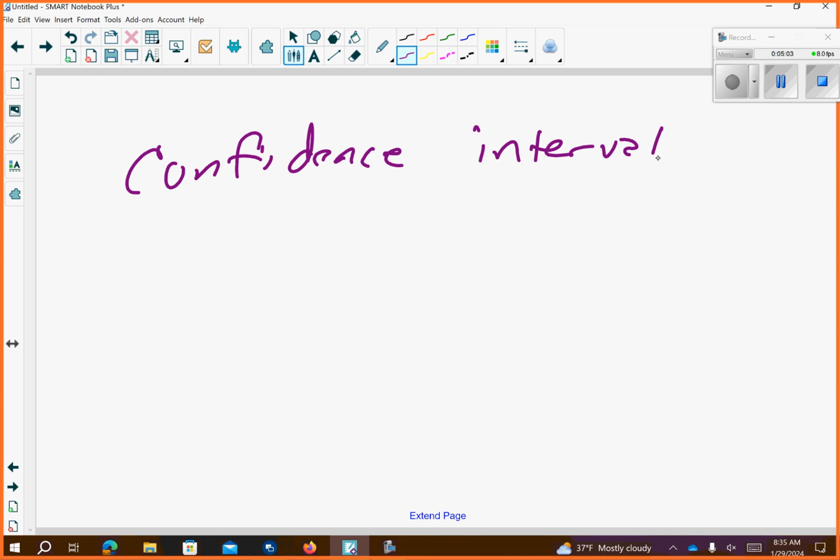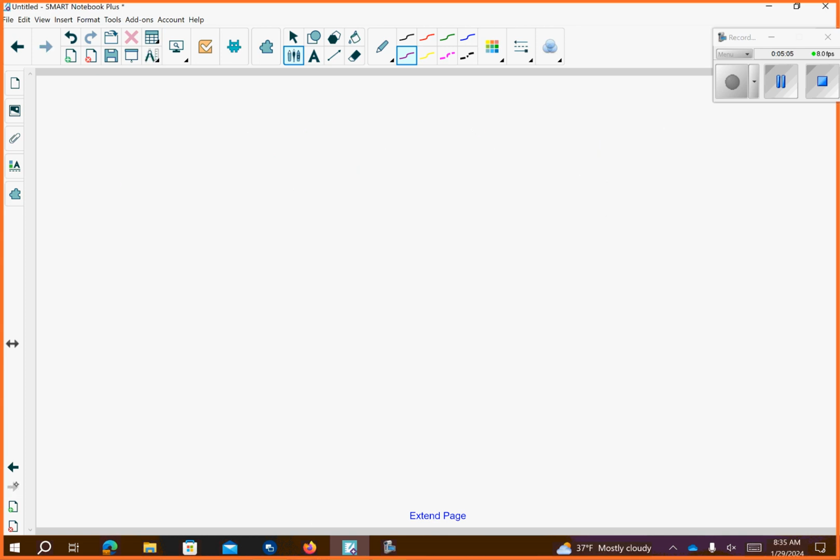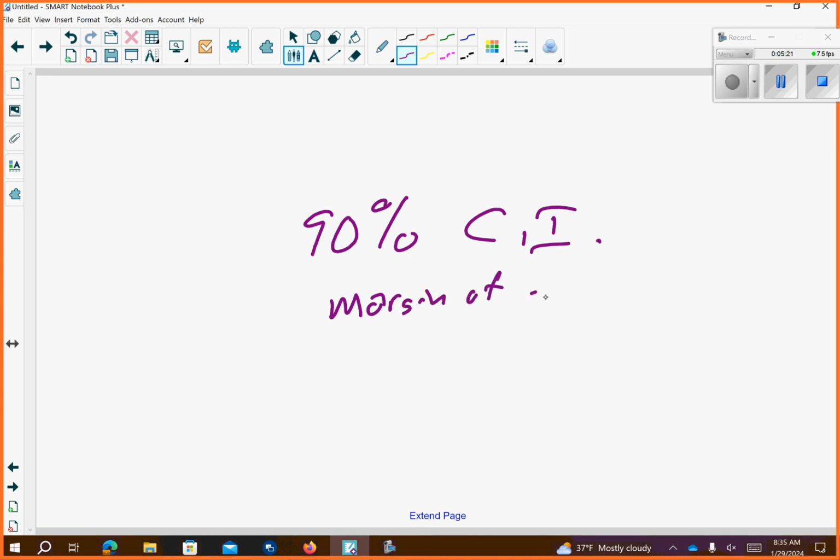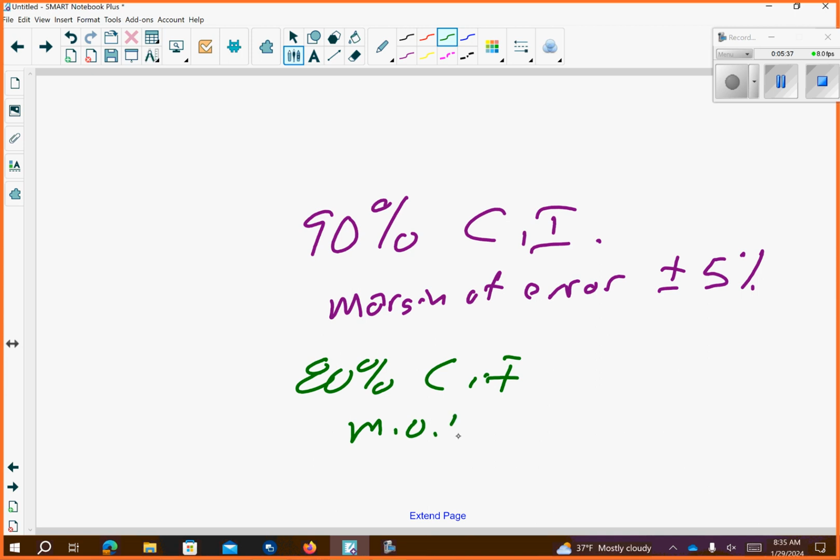But those polls change. So this is a real goofy thing, and I'm going to say what this is, and then we're going to unpack it a little bit. Let's say I have a 90% confidence interval. That means our margin of error is plus or minus 5%. Now let's see if you can pick up what I did. Let's say I had a confidence interval of 80%. Our margin of error, MOE, is plus or minus 10%.